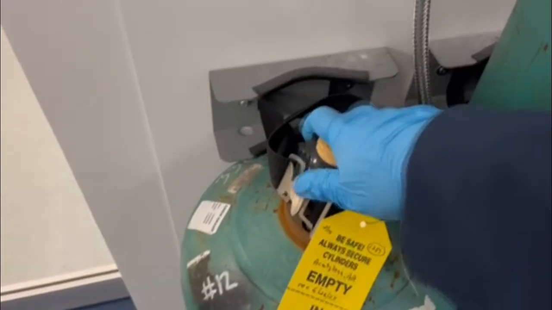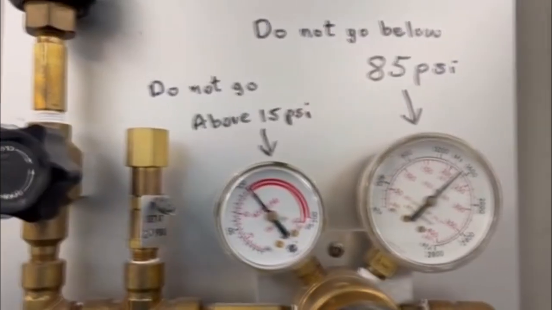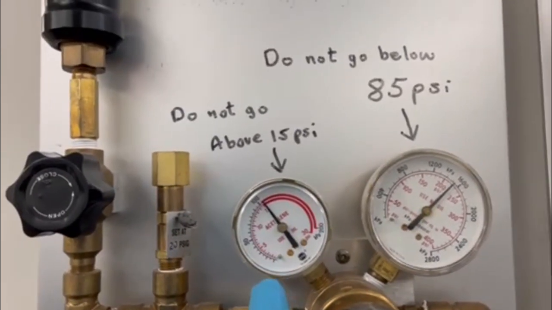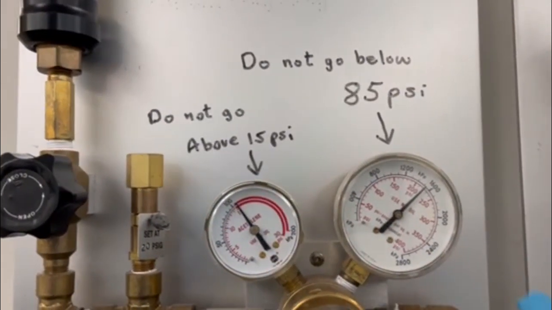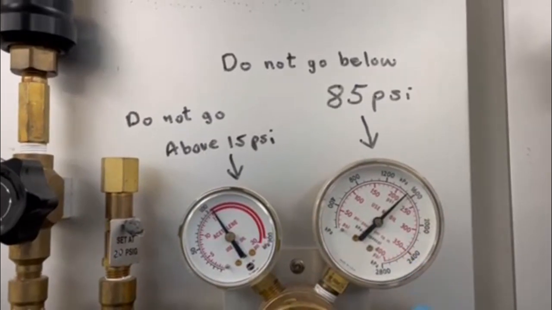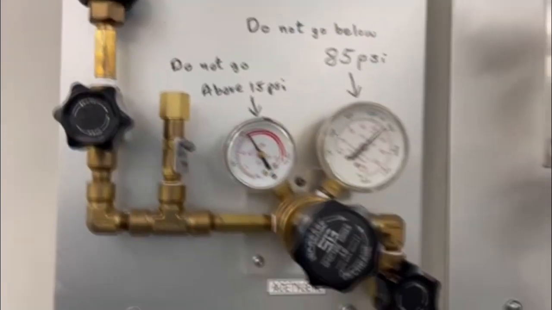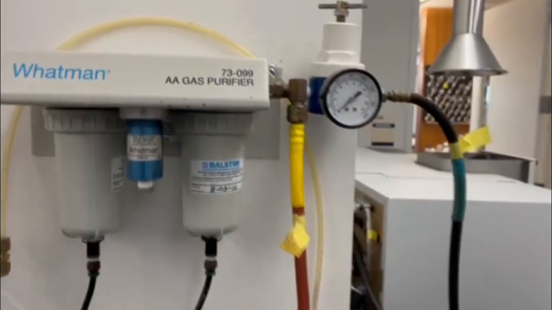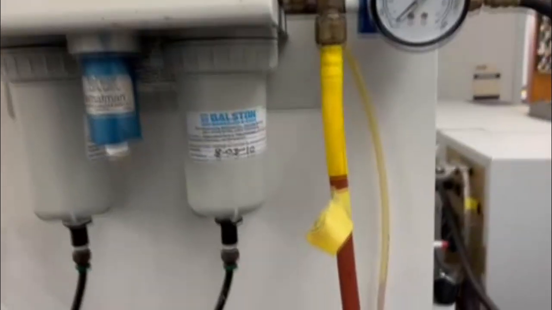The one with the valve that is being turned right now contains acetylene. There are instructions on these gauges up here, but these two important ones are to not let the left one go above 15 psi, and to not let the right one go below 85 psi. The next thing you have to do is also turn on another valve for regular airflow.